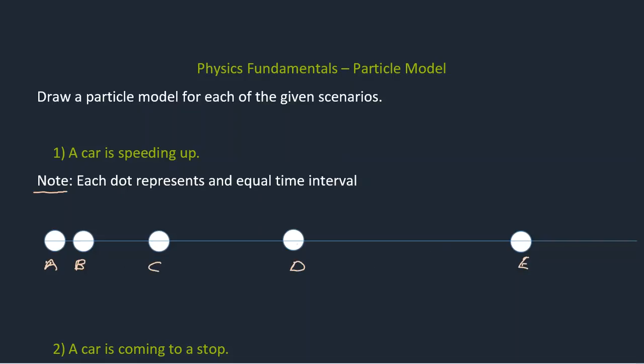E. So from point A to point B, this is the distance, and from point B to point C, you can clearly see that the distance is increasing, and from C to D, the distance is increasing, and from D to E, the distance is also increasing. So the distance is increasing over an equal time interval, therefore the object is speeding up.